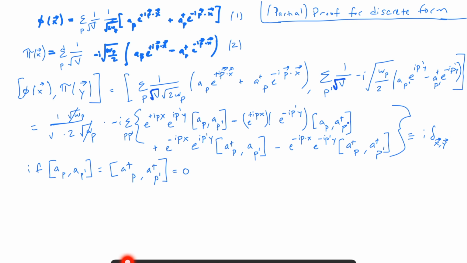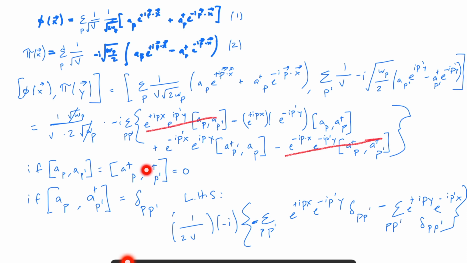And ultimately, remember, I want to see whether this actually ends up equaling I Dirac delta x comma y. Now, remember we're doing a proof, so we assume that this is true and then show that it is. If the commutation relations that I proposed on the previous page are true, in other words, if the commutator of AP with AP prime is equal to 0, and the commutator of a dagger P with a dagger P prime is equal to 0, then I want to start showing that we're going to get this.